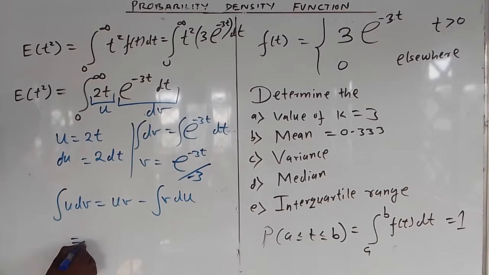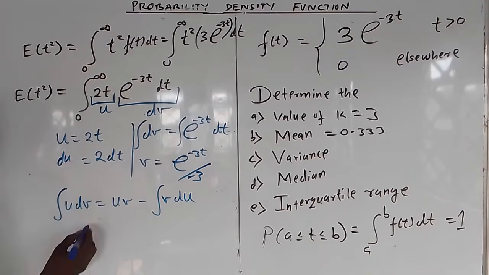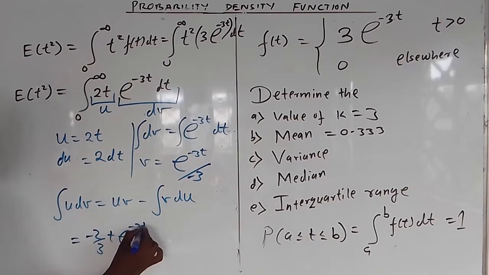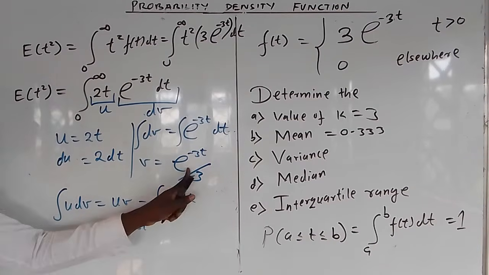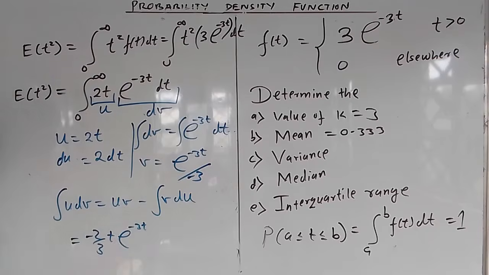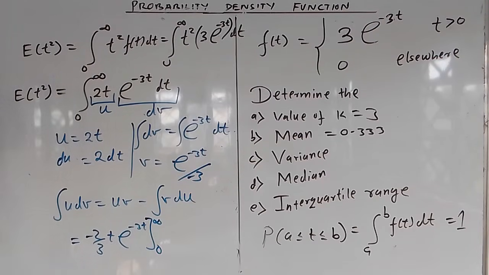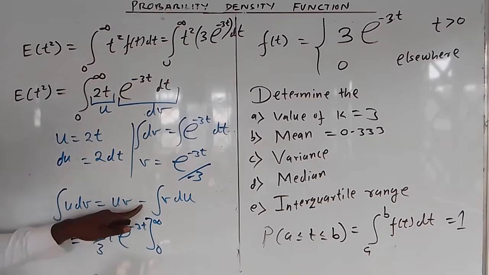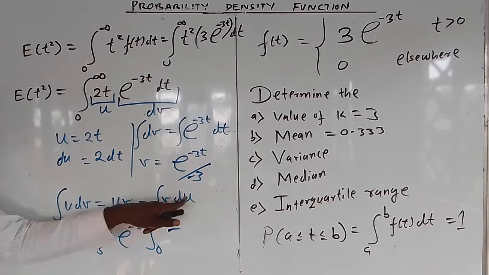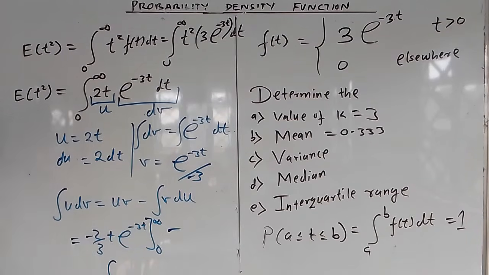So, what do you have? uv, u times v, this times this. What do you have? Negative 2 over 3, isn't it? See, this times this is negative 2 over 3 t. Negative 2 over 3 t exponential negative 3t, if you multiply u by v, isn't it? Then you put your limits from 0 to infinity, isn't it? Then it is minus integral of v du.